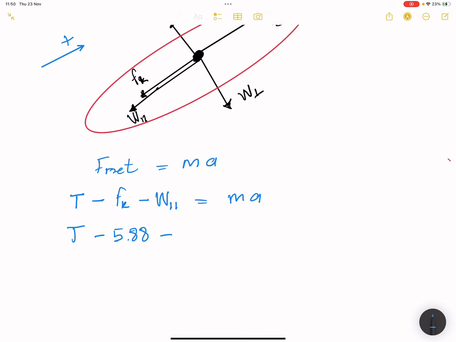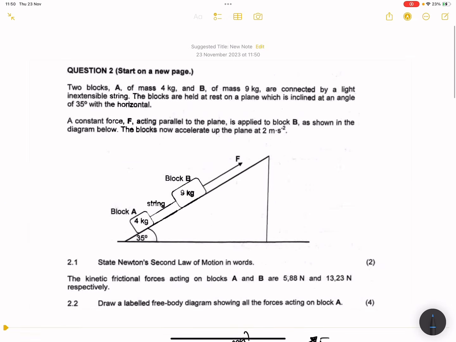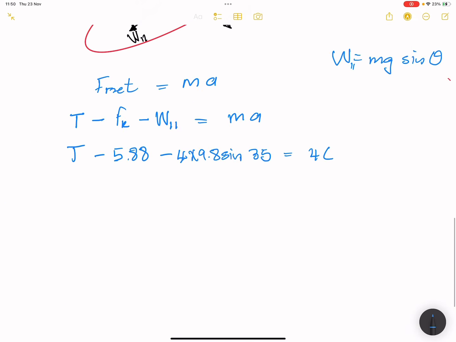Now remember, when we want the parallel component, we always say this is equal to M times G times the sine of the angle of elevation, right? So it's going to be the mass, which is 4, times 9.8, times the sine of 35. And this is equal to 4 times, and our acceleration, they did say to us that it's accelerating at 2 meters per second squared. So that would be 4 times 2.